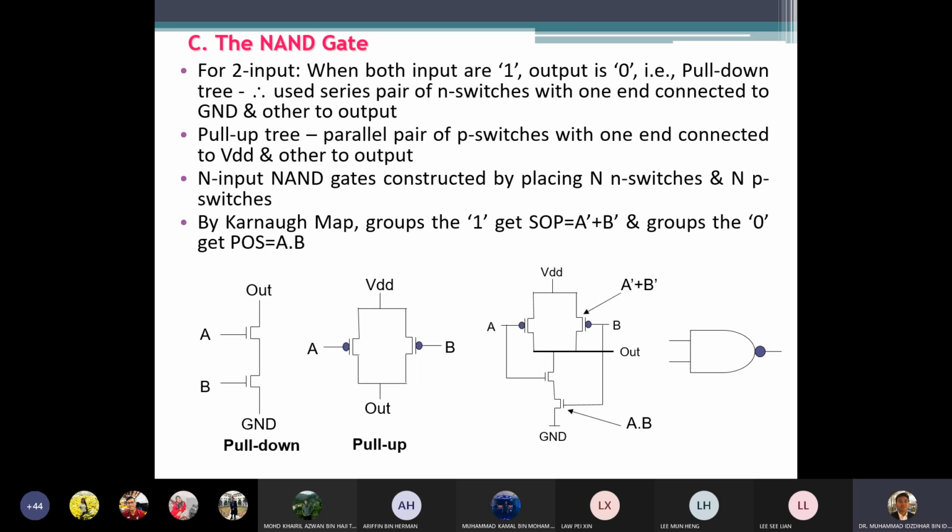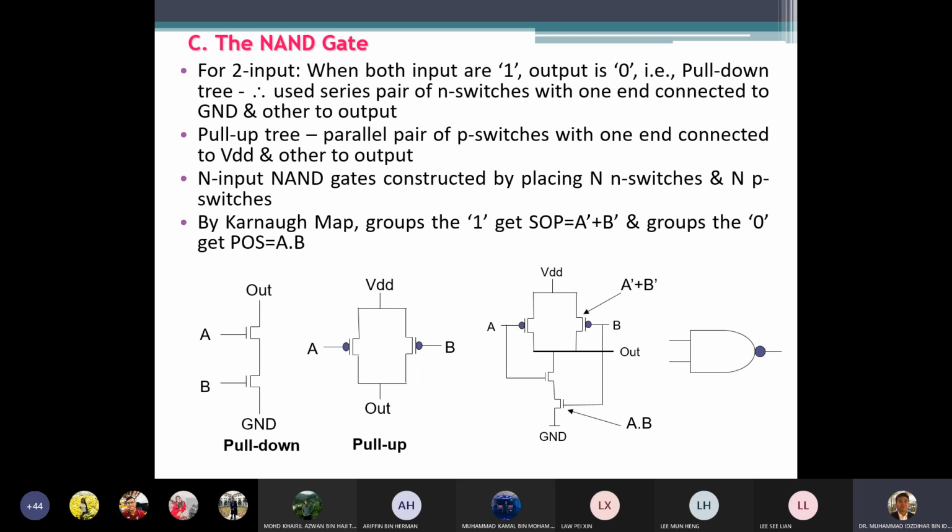Alright. So for the NAND gate, when both of the two inputs are 1, the output is 0. That is the truth table. In this case, you use a series pair of N switches with one end connected to ground and the other end to the output. Understand? You know that for a NAND gate, whenever both inputs are high, the output must be low, or 0.